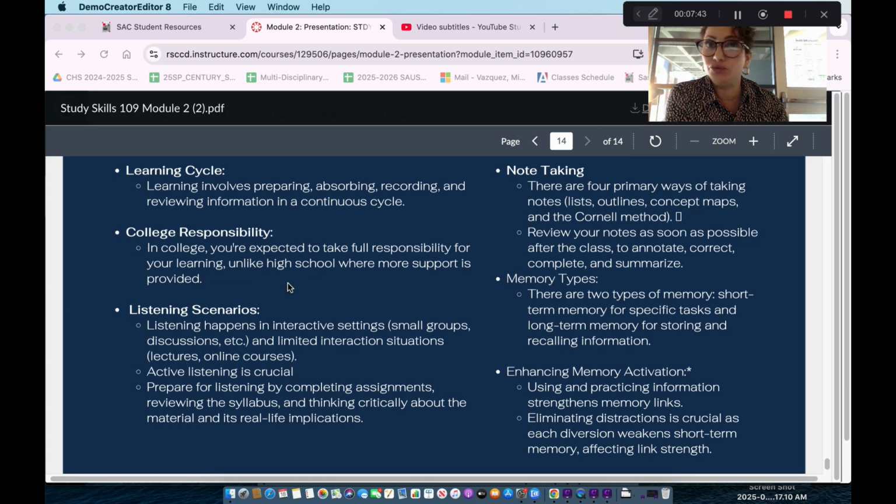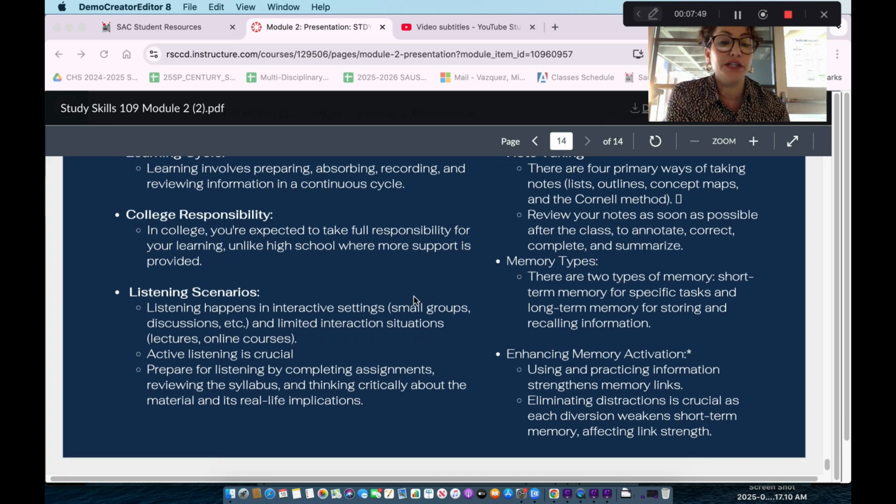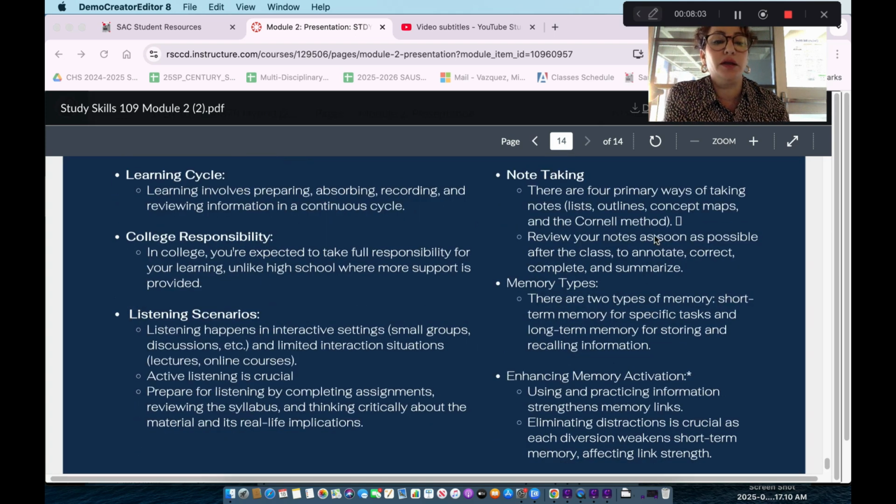Unlike in high school, nobody's going to tell you to do your homework or to get to class. Remember that there's different scenarios for listening and that your active listening is crucial. That when you go to class, you're prepared and focused to listen and keep all other distractions out of your mind. Note taking, there's 4 primary ways. They are detailed in the textbook. Choose the one that works best for you.